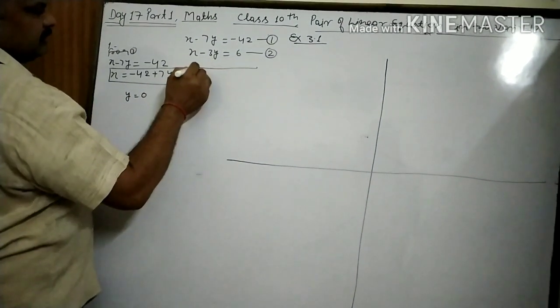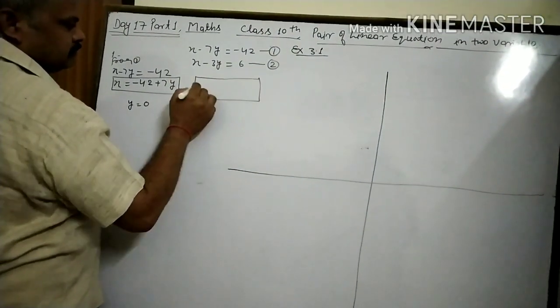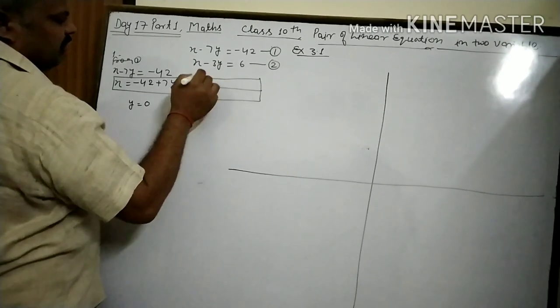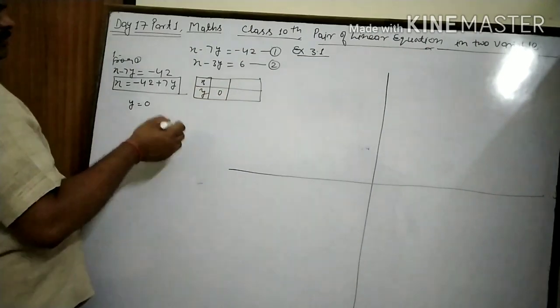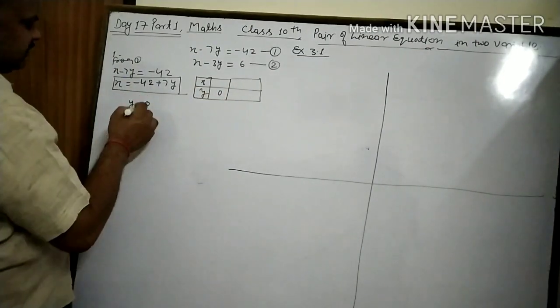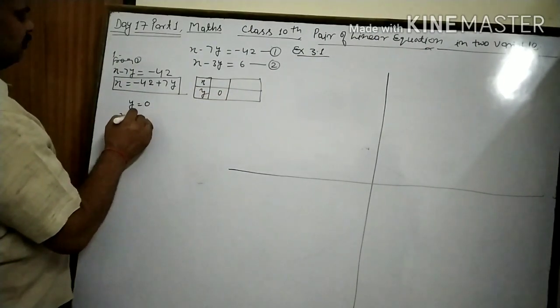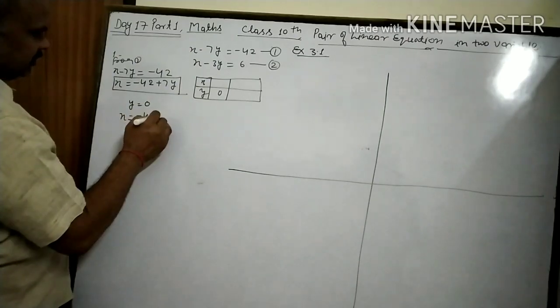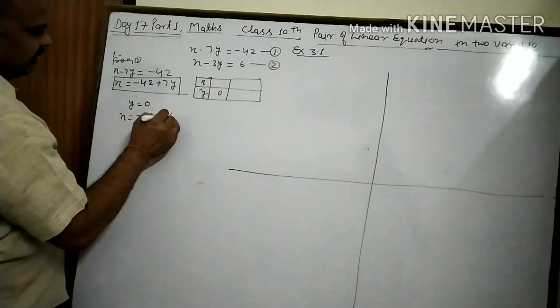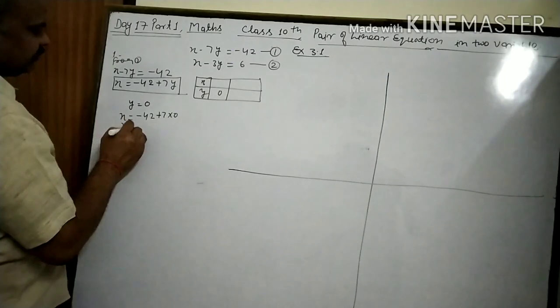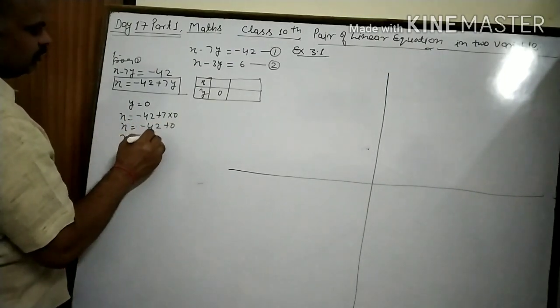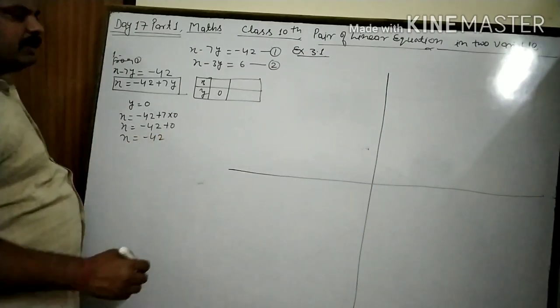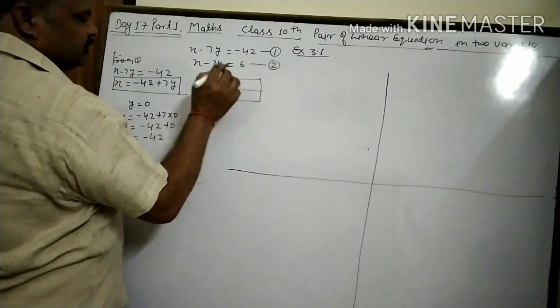Make a table like this way. We can put only two values. One is 0. If y is equal to 0, then see x is equal to minus 42 plus 7 into 0. Then x is equal to minus 42 plus 0. It means x is equal to minus 42. Clear? Then here minus 42.